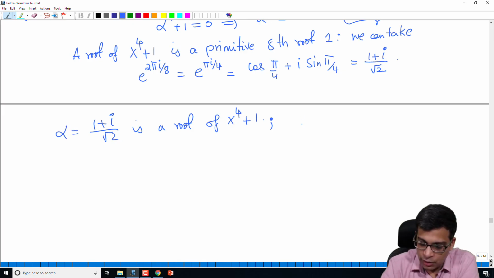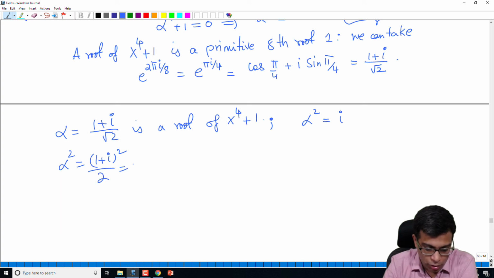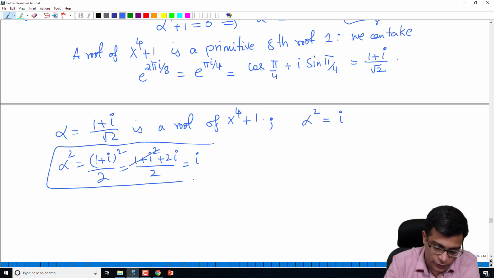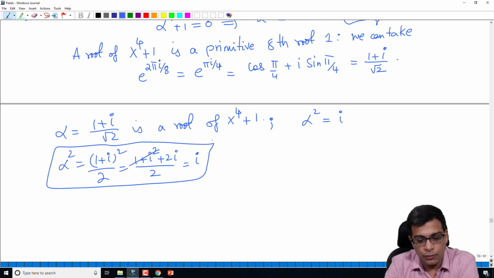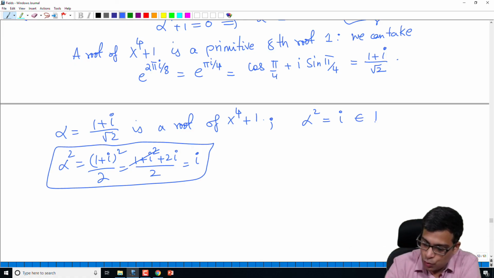Let's call this alpha. Then what is alpha squared? Alpha squared is actually i, because you can check that by multiplying: alpha squared is (1 plus i) whole squared by 2. This is (1 plus i squared plus 2i) by 2. So this will cancel and you get i. Also it follows from the fact that e power 2 pi i by 8 whole squared is e power 4 pi i by 8, which is e power pi i by 2, which is i. So alpha squared is in K.